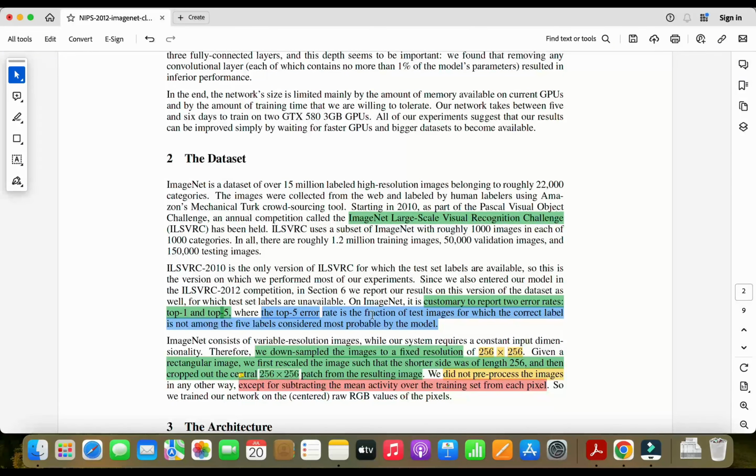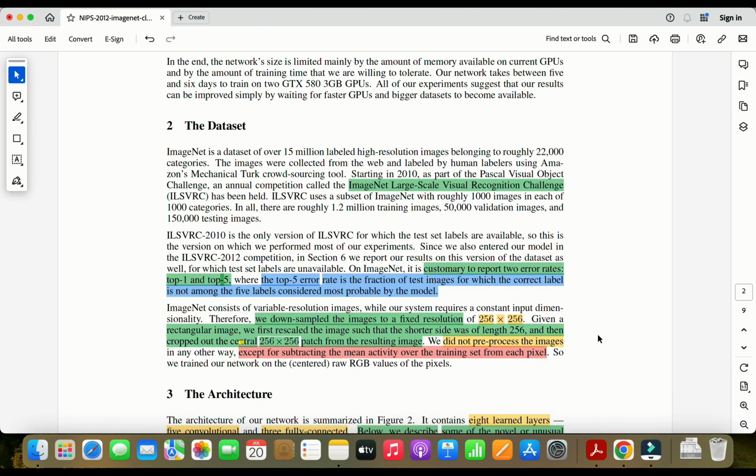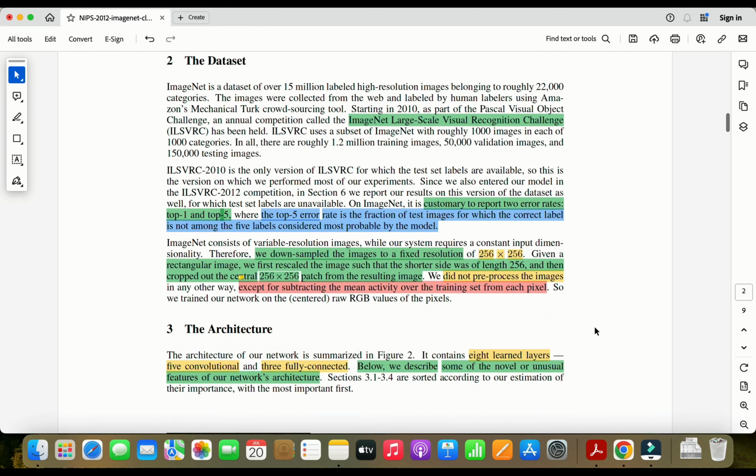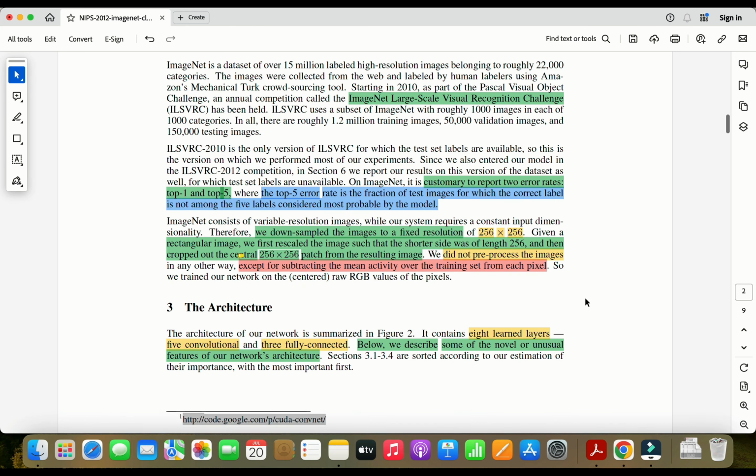The dataset is ImageNet, which we have already discussed, and they had to report top 1 and top 5 error. The top 5 error rate is the fraction of test images for which the correct label is not among the top 5 labels considered most probable by the model. They cropped the image from the central position into a 256 cross 256 patch, and they did not use any other pre-processing apart from that.